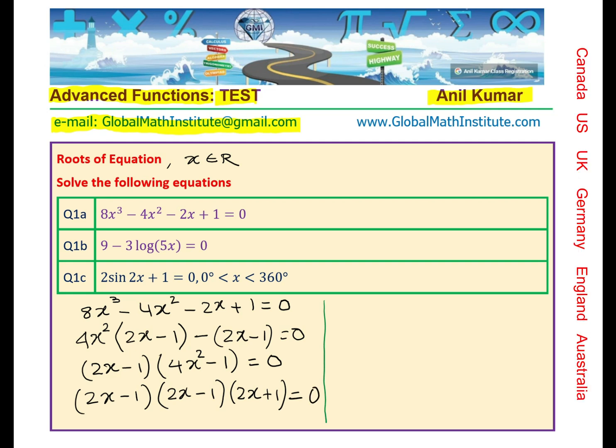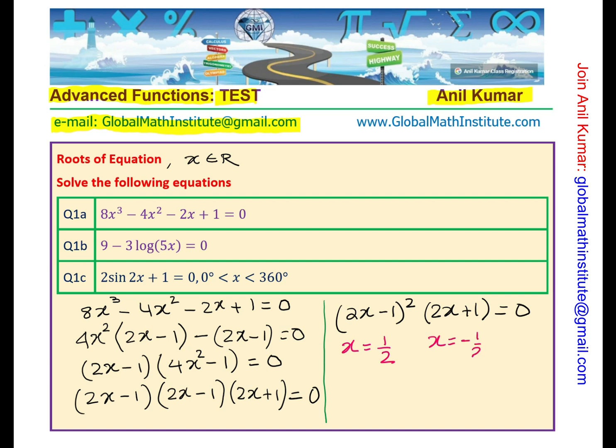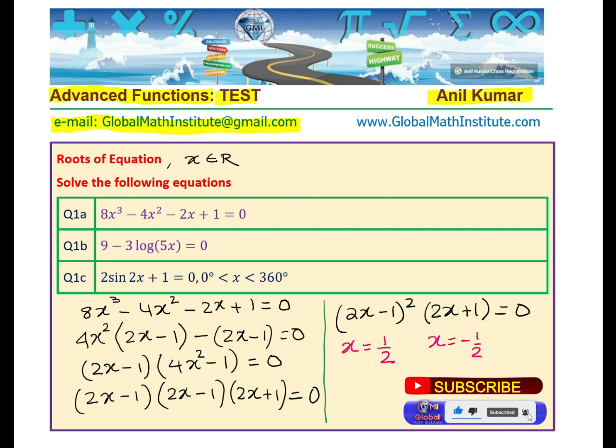So we have basically written this equation as 2x minus 1 whole squared times 2x plus 1 equals 0. Equating each to 0 using the zero principle, we can write down the answer. So we get x equals half, and here we get x equals minus half. So for this cubic equation, we have two solutions: a double root at half and a linear root at minus half. I hope these steps are absolutely clear.